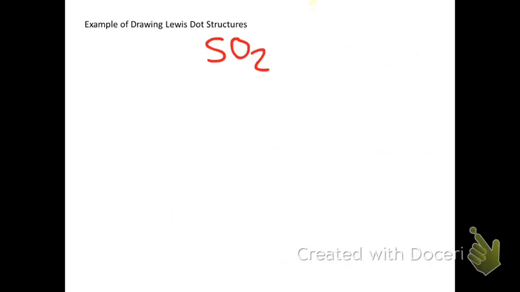Alright, SO2. So step 1, total valence electron number. Sulfur is going to have 6. Oxygen has 6. We have 2 oxygens there. So we have a total of 18 valence electrons that we're going to have to use. And it's an even number, so we're good to go.